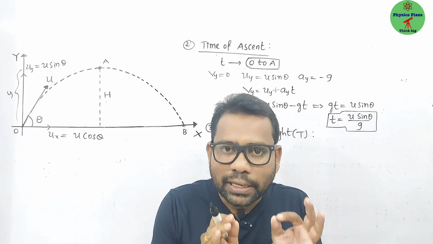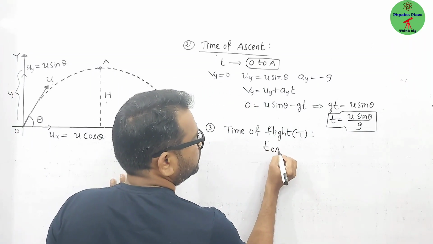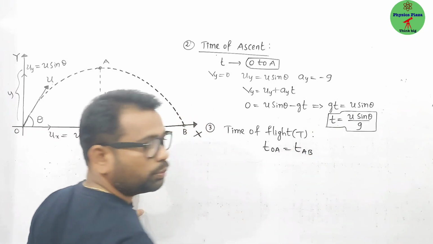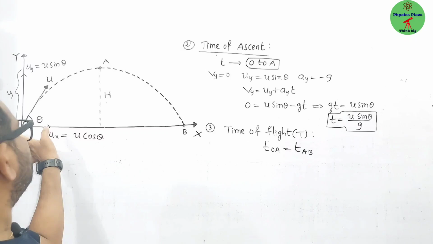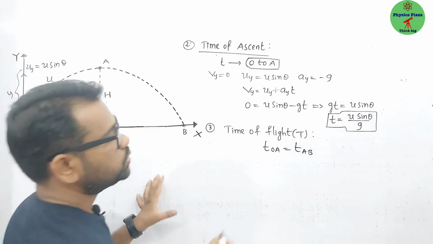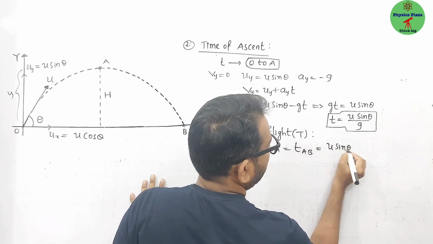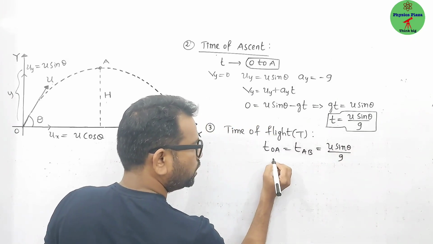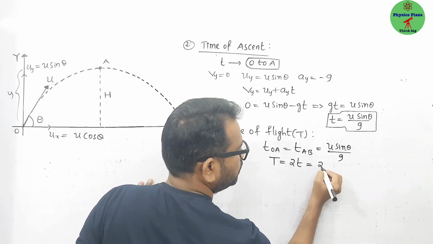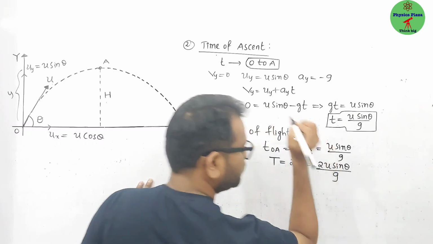Children, as we are neglecting the air friction, the time taken from O to A is equal to the time taken from A to B. So the time of ascent is O to A, the time of descent is A to B. So you can add these two. This is u sin theta by g. So if you want the time of flight, it is 2 times the time of ascent, so it is nothing but 2u sin theta by g. That's it.